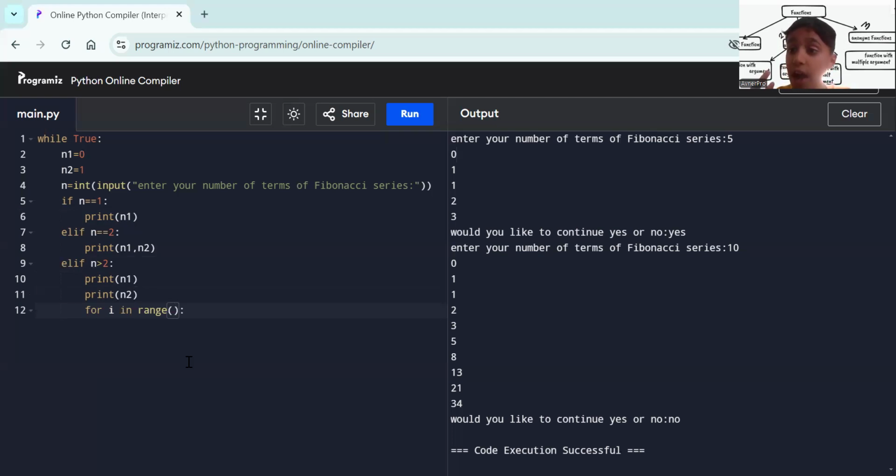So if I already have 2, let's say I'm entering number of terms as 5. If I already have 2 terms, how many more terms do I have to print? I have to print 3 more. Then it would make sense that it's 5.